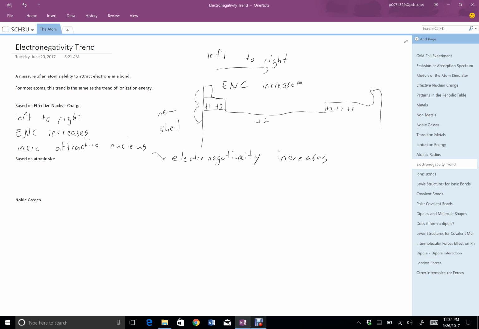So somebody with a high effective nuclear charge over here, like fluorine, has a high electronegativity, whereas someone like lithium over here with only +1 has a low electronegativity.